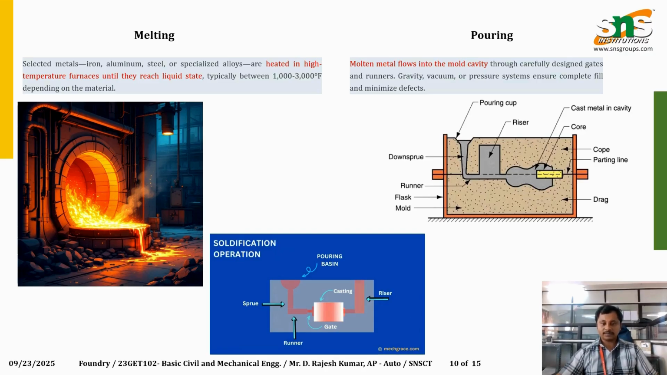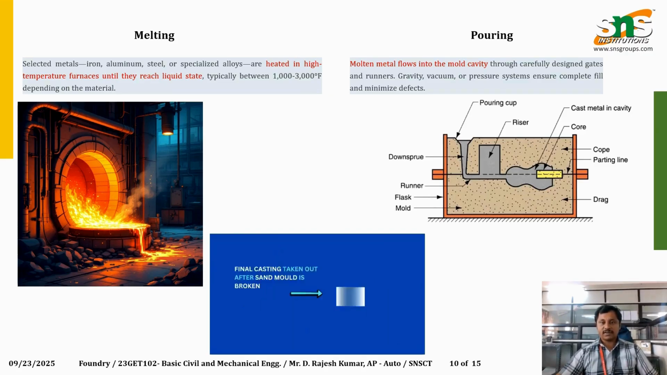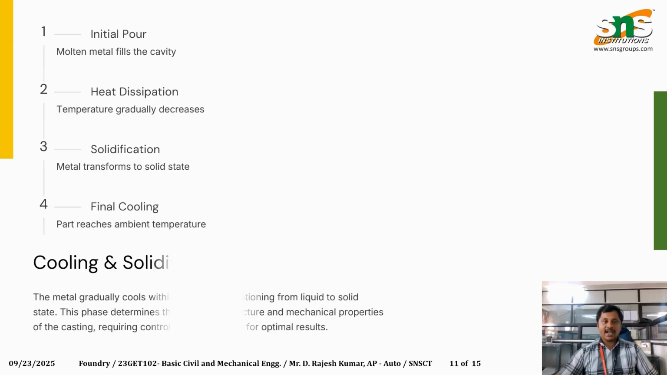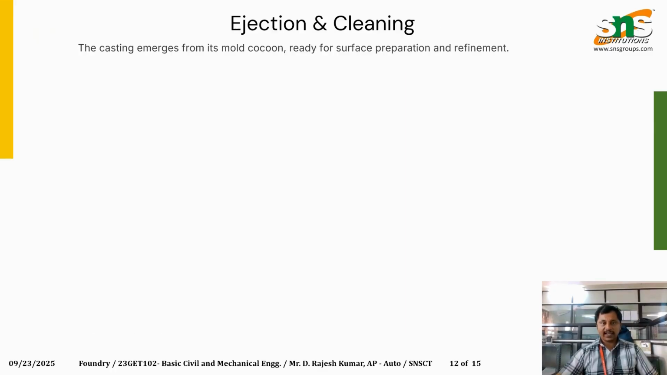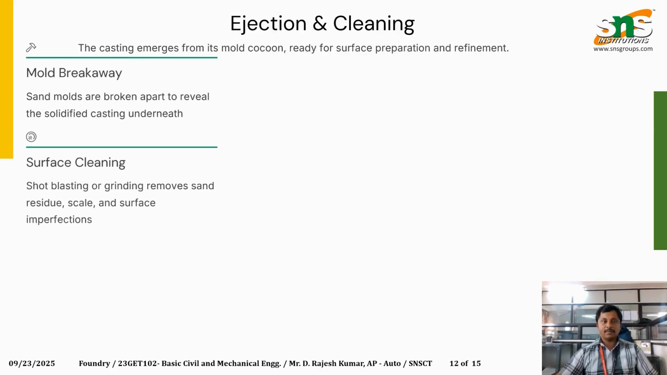So this forms the foundry process, right? After that, cooling and solidification takes place, so that the liquid is converted into a solid state. After cooling, we break the mold and remove the material out of the box. That is the first process, and then the surface is cleaned, right?